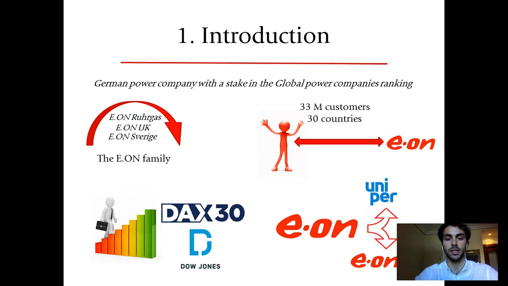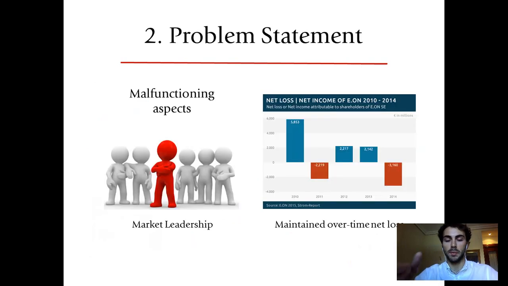This company is dedicated to electricity production and distribution, and also the production and distribution of natural gas. Some of its most acknowledged subsidiaries are Ion Rogas, Ion UK, and Ion Sverige. Moreover, they provide energy to 33 million customers in 30 different countries. This company belongs to the DAX, the major German stock index, and the Dow Jones Global 2050. They have split their business into two business units: Uniper for fossil fuels and Ion for renewables. So what's the problem with this company? The problem is the negative profits, and not being the leader of the market.